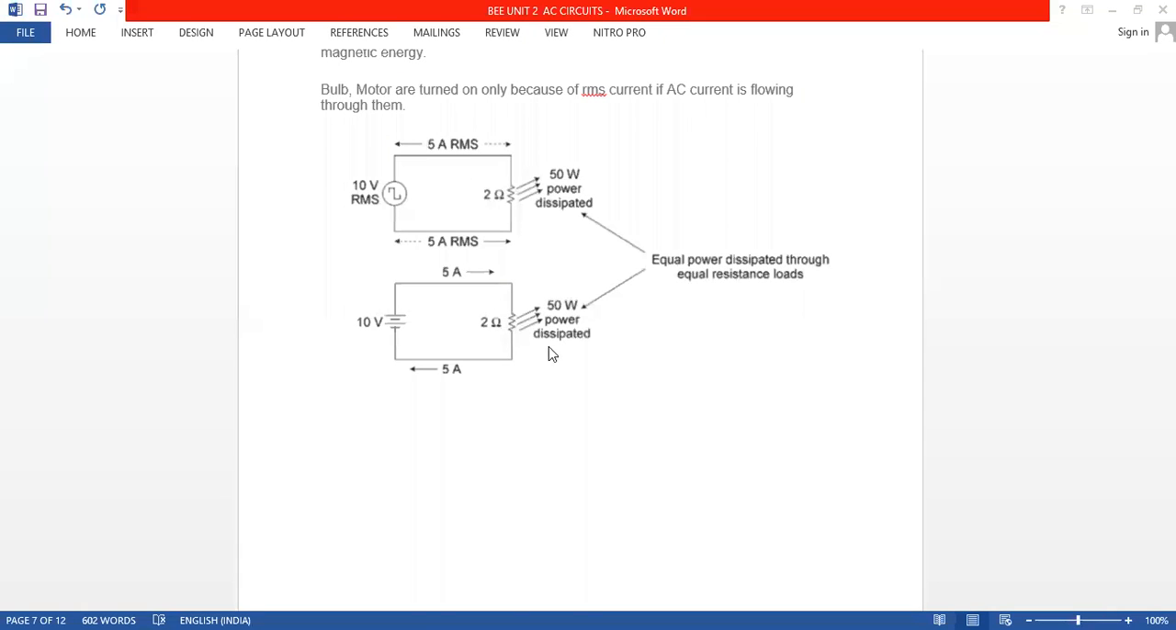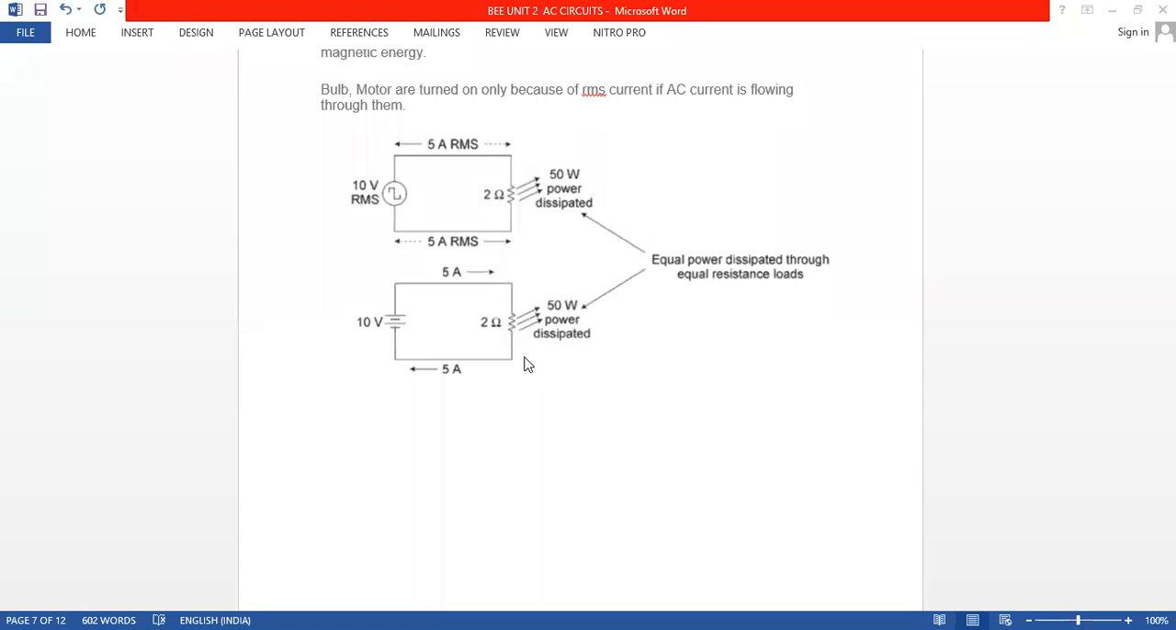So what is the power formula? Anyone? I square into R. For power we have two formulas. All of you do it. Current is how much here? 5. 5 square into 2. 5 square is 25. 25 into 2 is how much? 50.